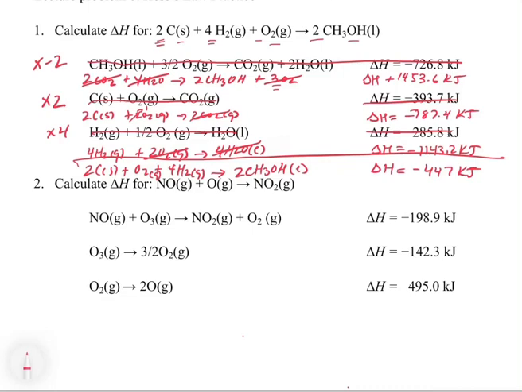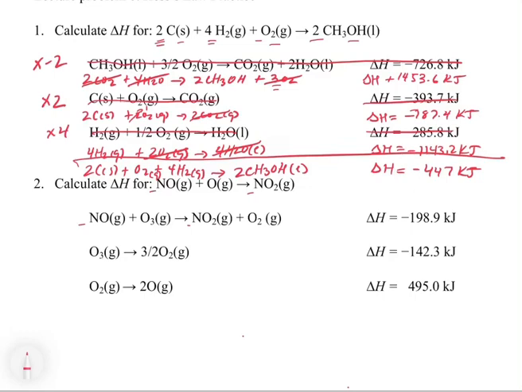Okay, let's take a look at the last one. So in this case, we have NO plus O3 goes to NO2 plus O2. So the NO is in the right spot, and the NO2 is in the right spot, so we're not going to do anything with this one. This one looks like it's good because there's a 1 here for the NO, there's a 1 here, there's a 1 here for the NO2, there's a 1 there, so I think we're okay. I don't think we have to do anything with this one.